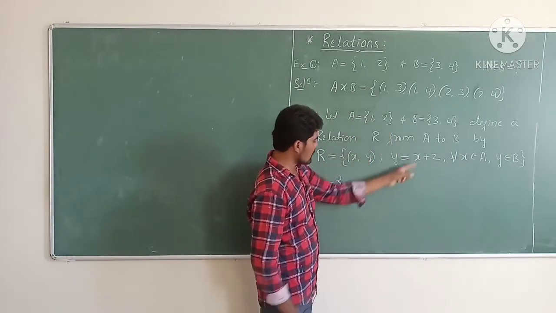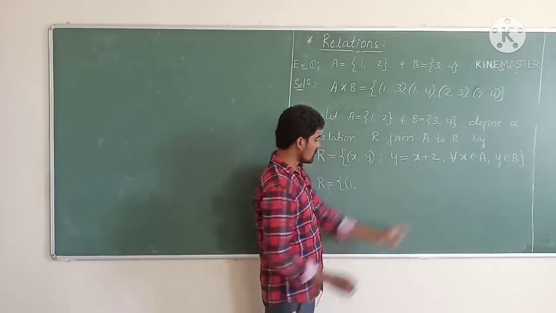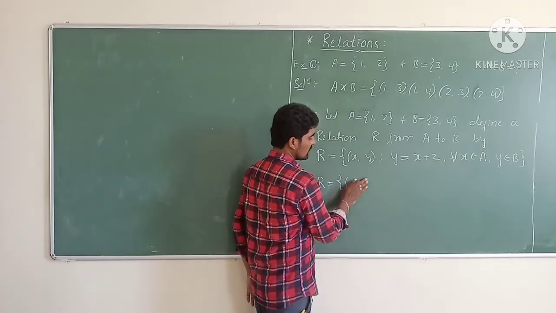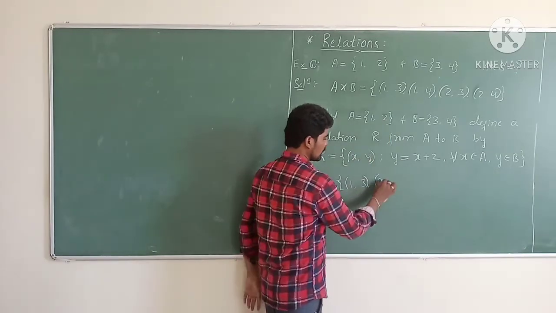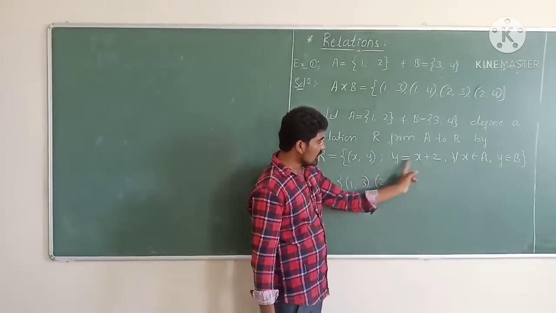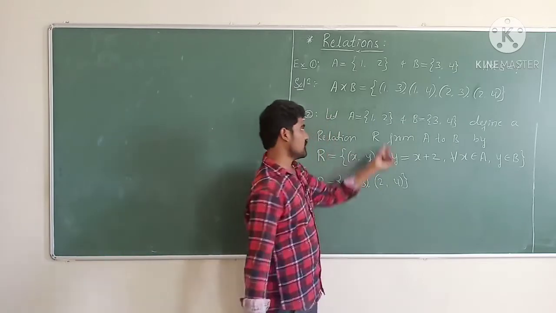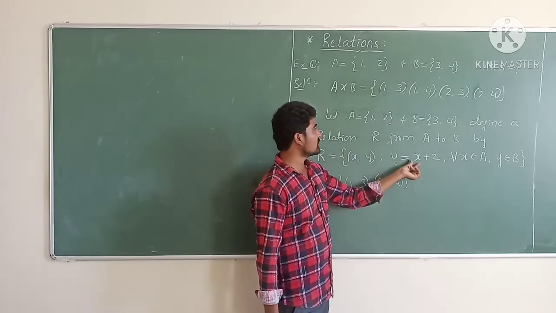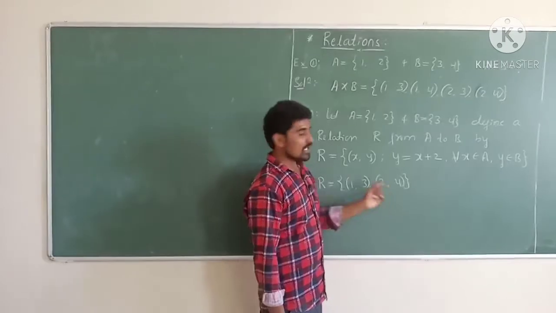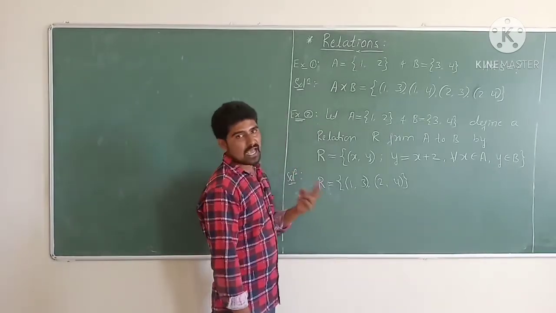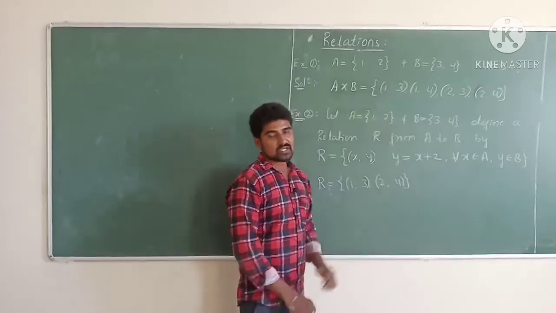When x is equal to 1, 1 plus 2 is 3, and when x is equal to 2, the value of y is 2 plus 2 equals 4. There are no more elements available for x because A set has only 2 elements, 1 and 2. Hence the relation R has 2 elements: first is (1, 3) and second is (2, 4).